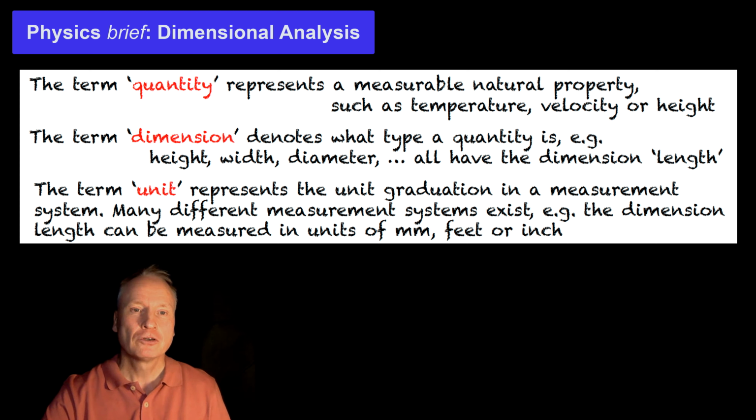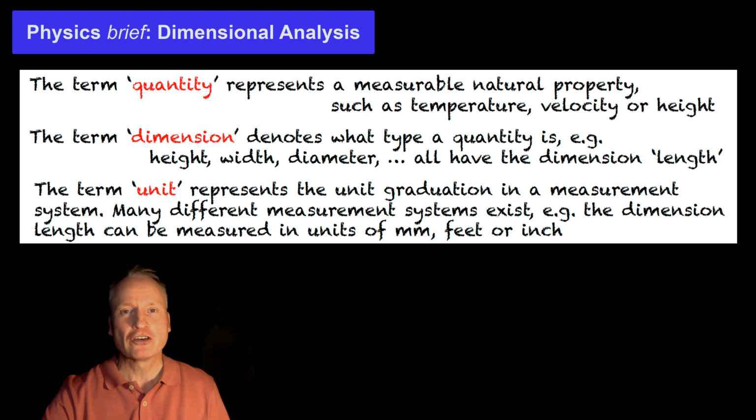The term unit, that is often confused with dimension, represents, however, the unit graduation in a measurement. It relates to the measurement of a quantity. The unit graduation in a measurement system, that's represented by the term unit. Many different measurement systems exist. For example, the dimension length may be measured in units of millimeters or meters, as we just did, feet, or even inch.